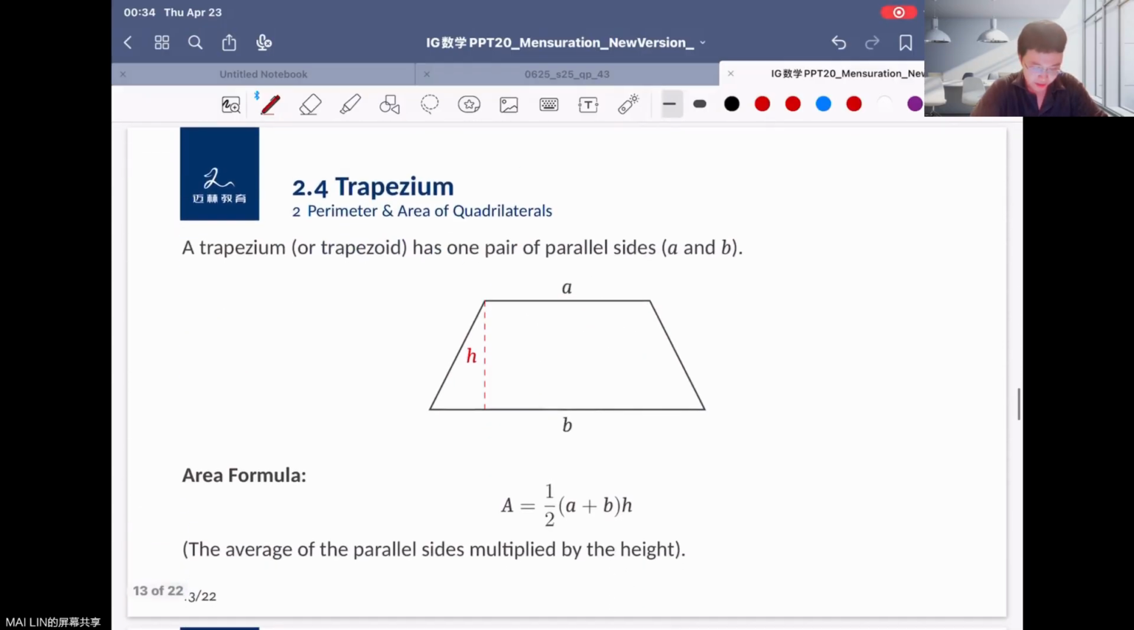And for a trapezium, the area equals a half times (a plus b) times height. You can just consider it as a parallelogram, but we choose only a half of it. Here's a, here's b, so it is a half times (a plus b) times h.